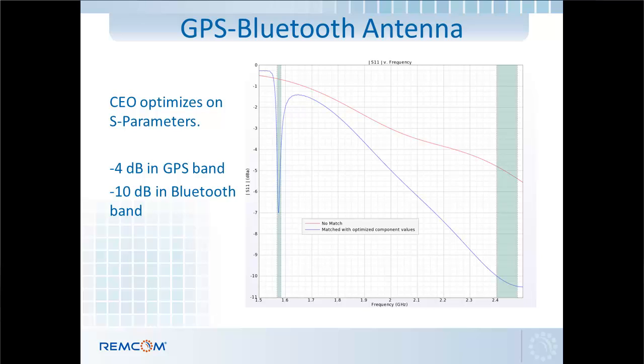The graph is showing the red line is the unmatched antenna, so this is what the impedance would be, or the S parameters would be for the antenna if it was not matched. And then the blue line is showing the S parameters that we would get using the values that were determined by CEO. So again, in the lower band, the GPS band, we're getting better than a -4 dB match, and in the Bluetooth band, we're meeting the -10 dB threshold that we defined.